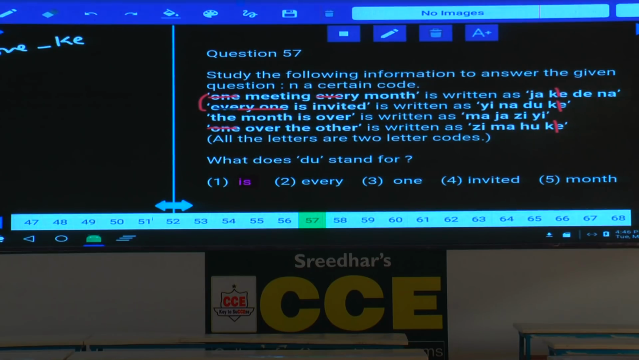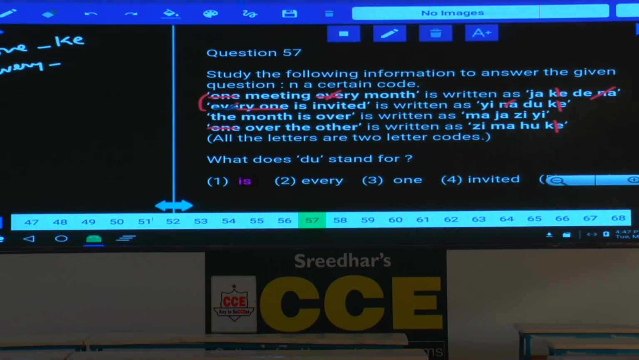Then compare the first and the second. Now every and every, tell me what is the word which is common here? The code NA is common. Hence the code to the word every is NA. Then compare the first and the third. Meeting and month. Month is the word which is common between the first and the third, and the code which is common between these two is JA. JA is common.